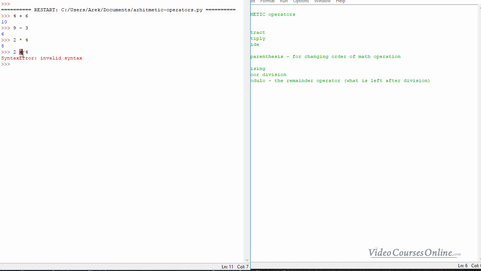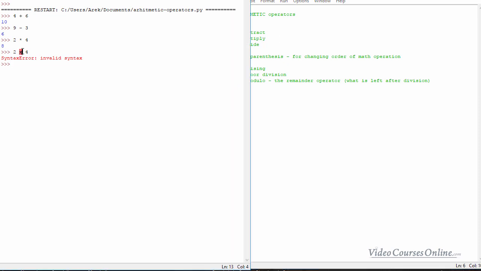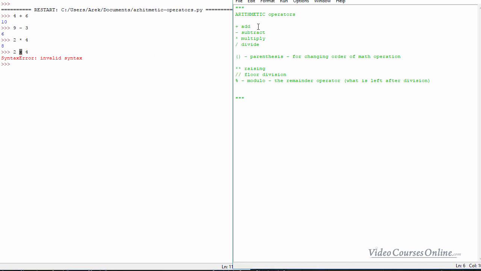It's invalid syntax because x can be a variable, right? The name of a variable. But x is not a multiply operator, okay? I know that in math in schools you learn that x is used for multiplying, but when you are using computers, when you're using Python, you're gonna use the asterisk sign.